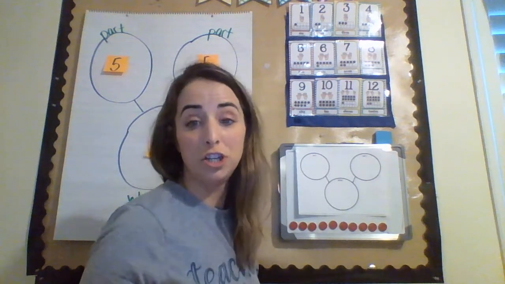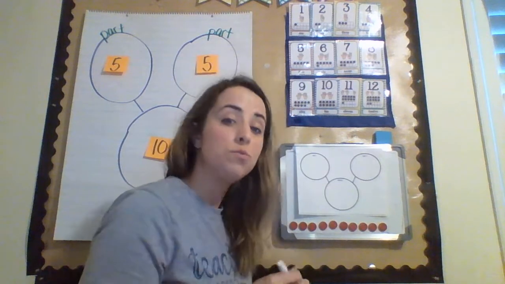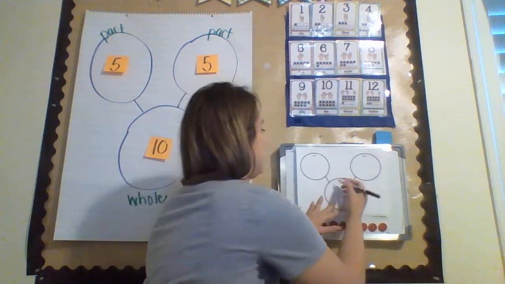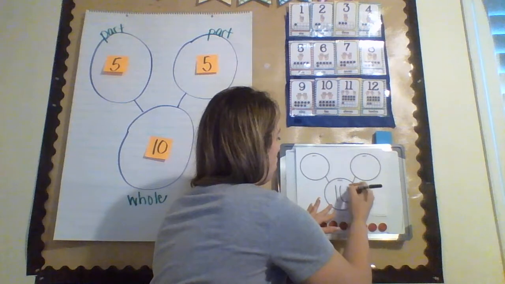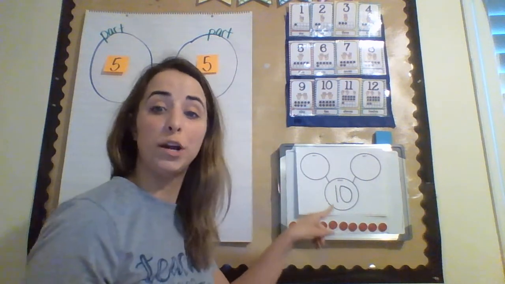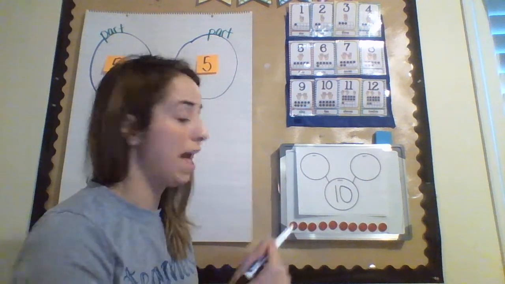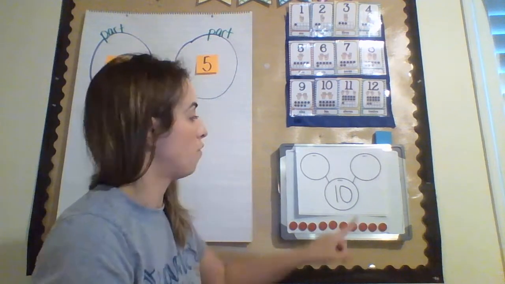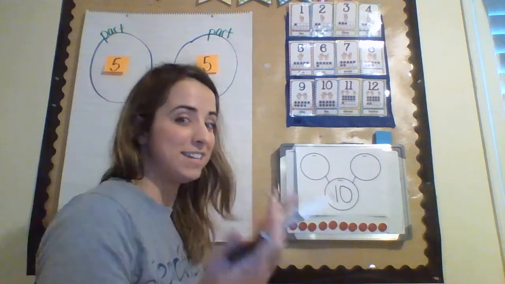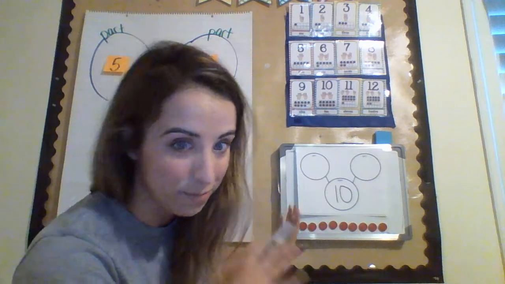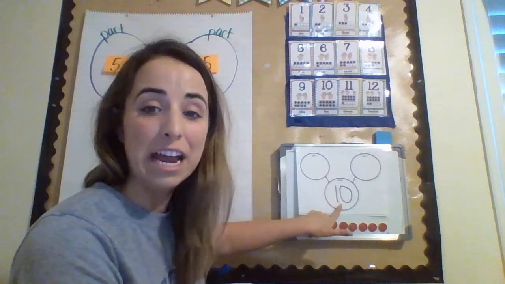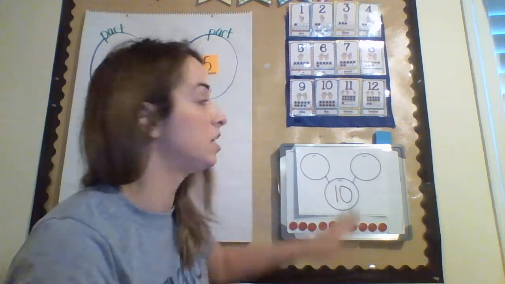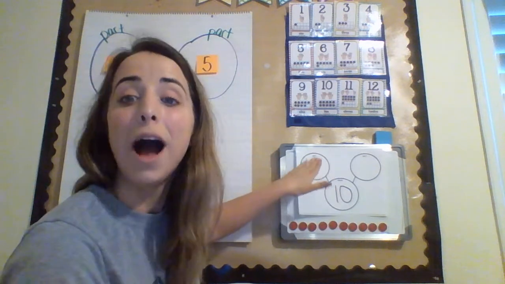So what you're going to do is you are going to write the number 10 in your whole. This is not going to change for now. So go ahead with your pen, write the number 10, pen 10, they rhyme. So write the number 10 in your whole. I'm going to give you a number for your part. You're going to copy me, okay?